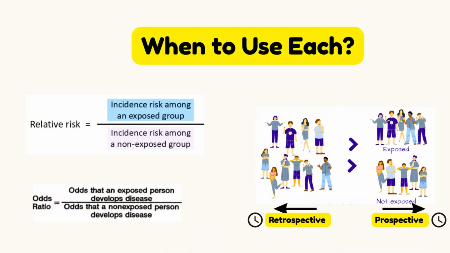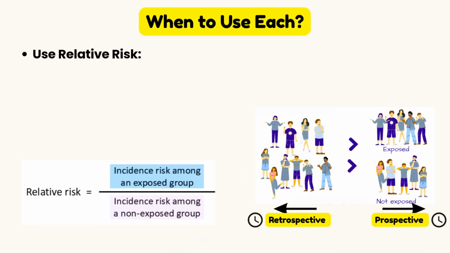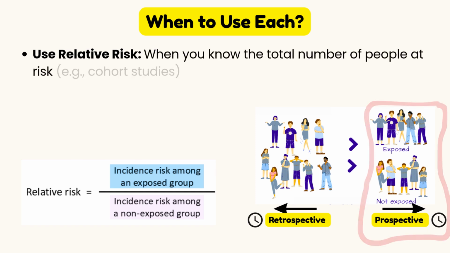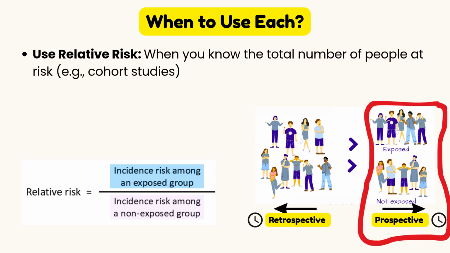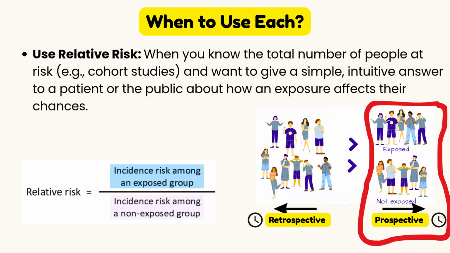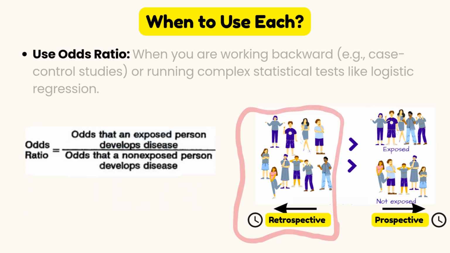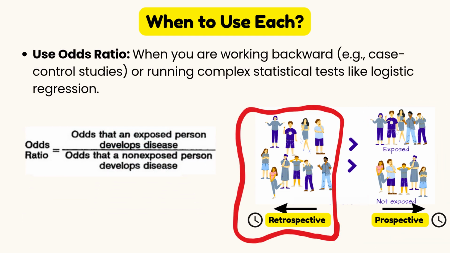When to use each of these two? Use relative risk when you know the total number of people at risk. For example, in cohort studies, and you want to give a simple, intuitive answer to a patient or the public about how an exposure affects their chances. Use odds ratio when you are working backward, for example, in case control studies or running complex statistical tests like logistic regression.